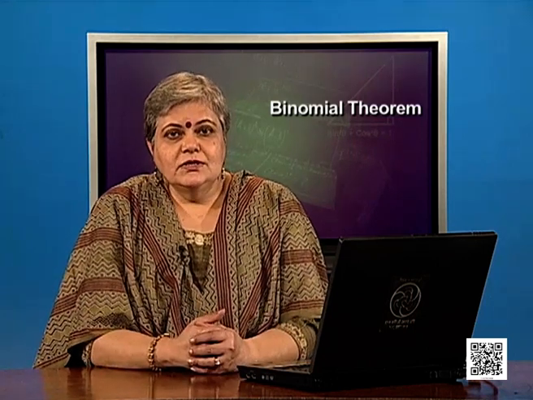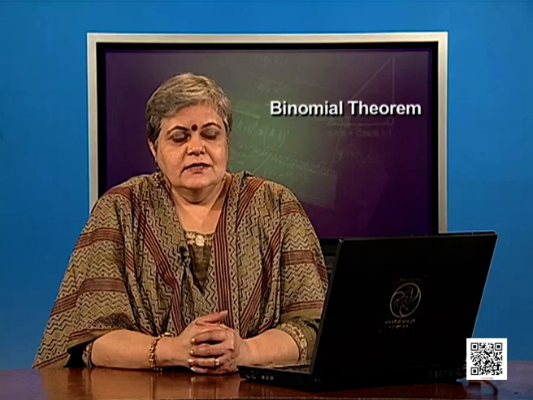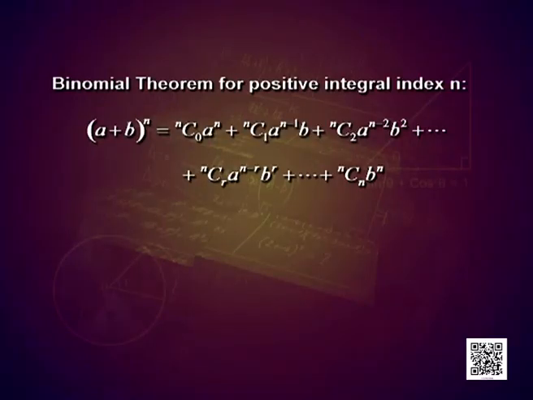Binomial theorem for positive integral index n states that (a + b)^n expands to be nC0 a^n plus nC1 a^(n-1) times b plus nC2 a^(n-2) times b squared, and the general term T(r+1) in the expansion is given as nCr a^(n-r) b^r, and the last term ends up as nCn b^n.